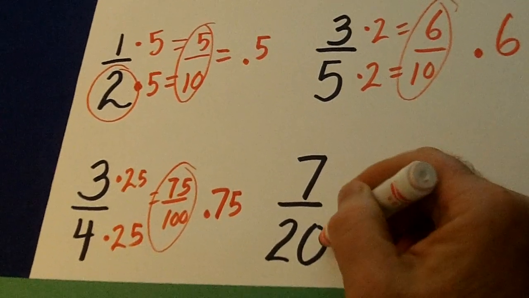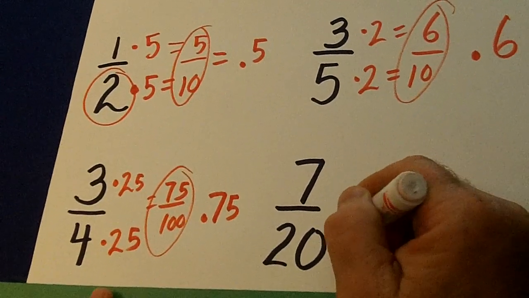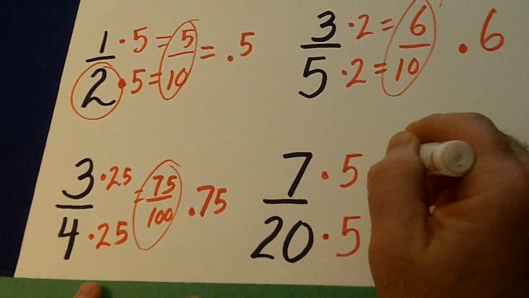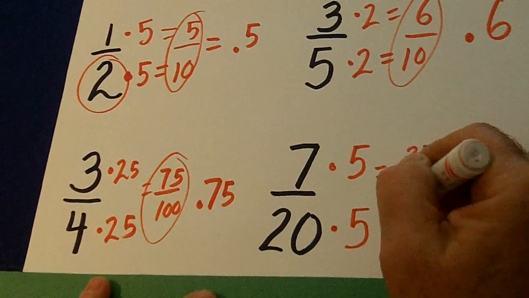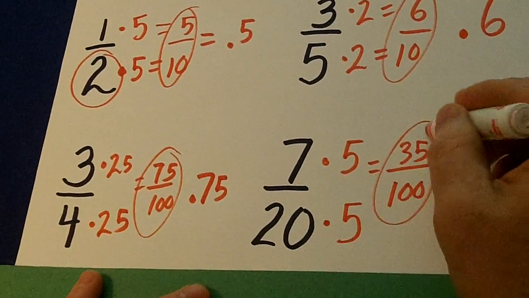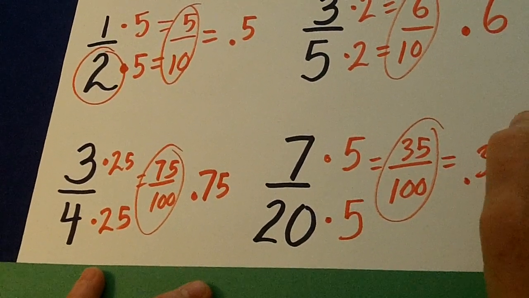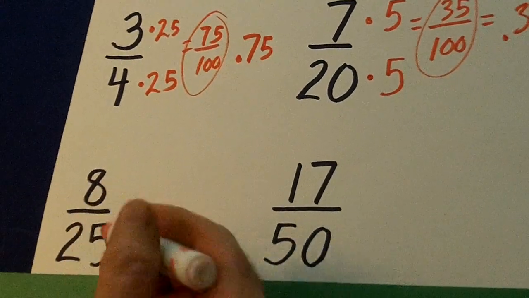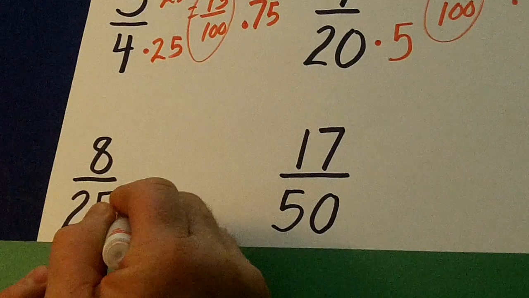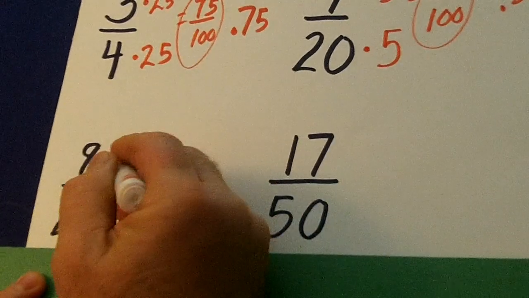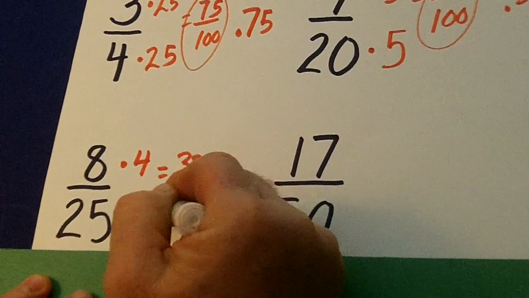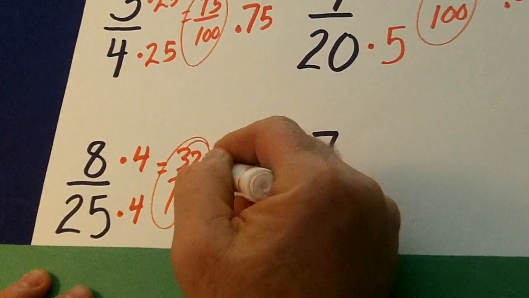7 over 20. Can 20 go into 10? No. 20 goes into 100 5 times. Same thing on top. 35 over 100. Say it to yourself. 35 hundredths. Okay? Here's 8 over 25. 25 times 4 is 100. So we go 8 times 4 on top. 32 over 100. Say it to yourself.